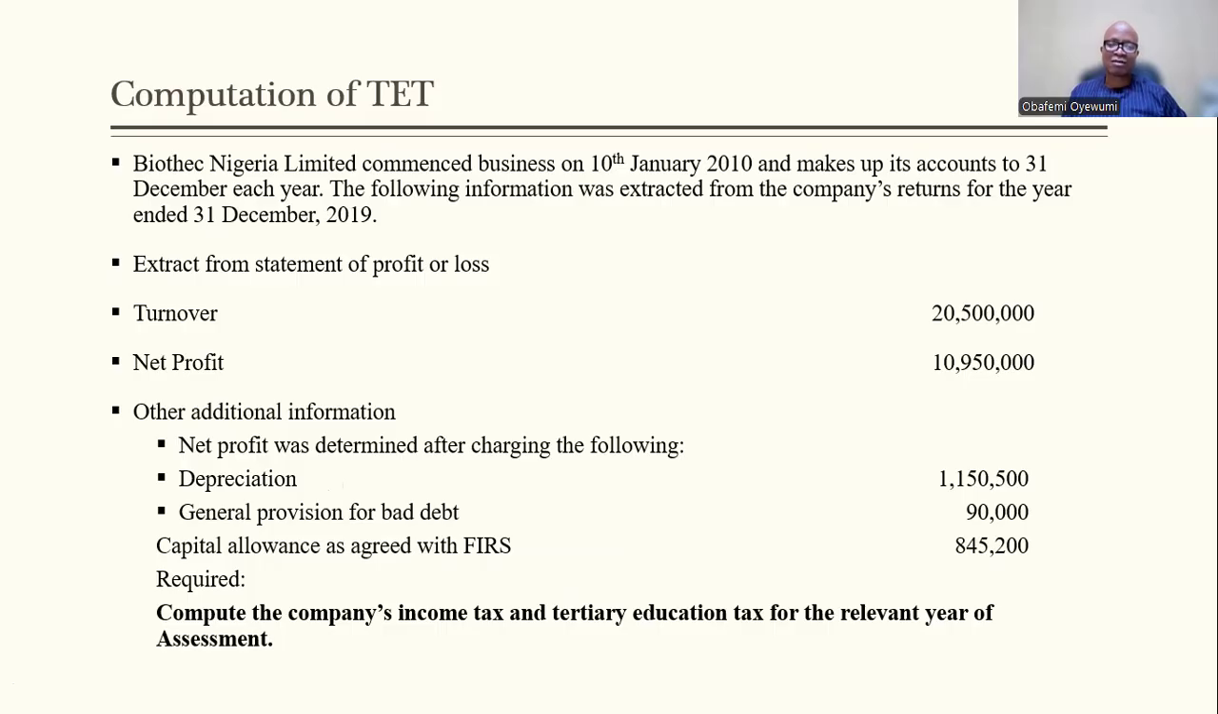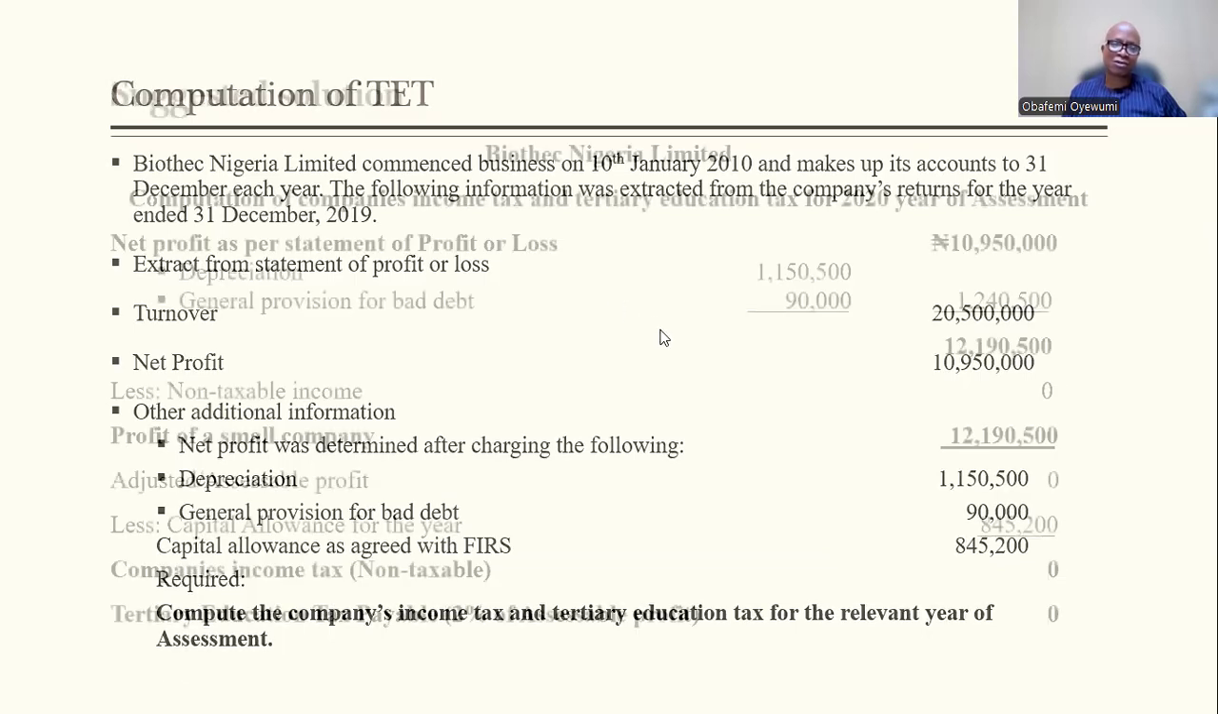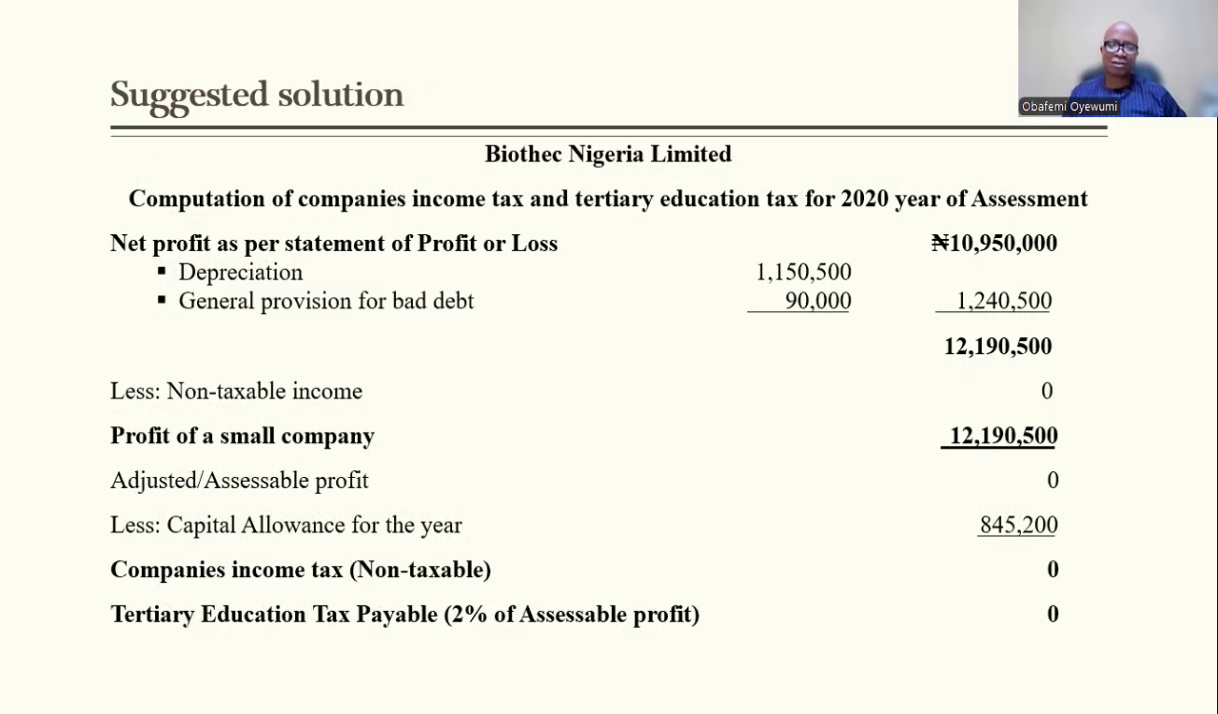I believe that you've gone through it. I have been able to probably observe one particular element that will help you in solving a problem like this. Now let's go forward and see the suggested solution. This is the suggested solution. Just take a look at it. Biotech Nigeria Limited, which must always be written. Computation of companies' income tax and tertiary education tax for 2020 year of assessment.